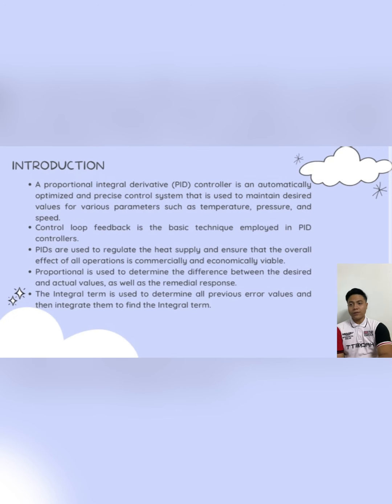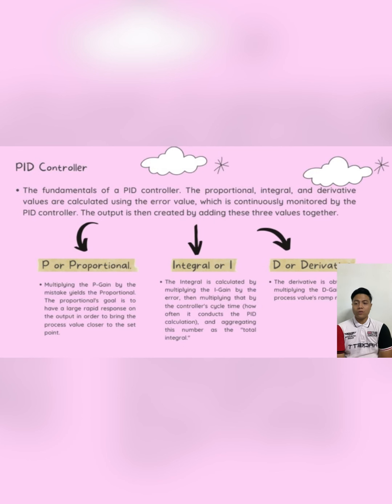And we go to the PID controller. So the PID is P is proportional, I is integral, and D is derivative. So the proportional, integral, and derivative values are calculated using the error value, which is continuously monitored by the PID controller. And the output is then created by adding these three values together.